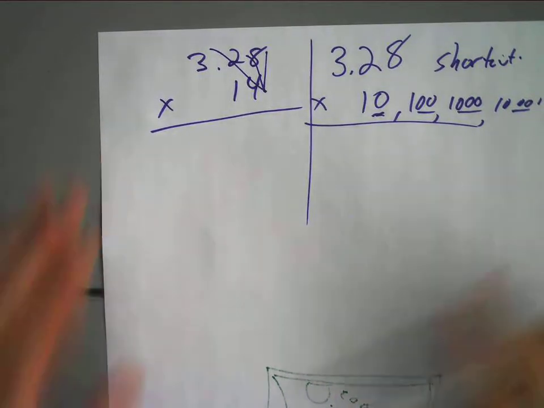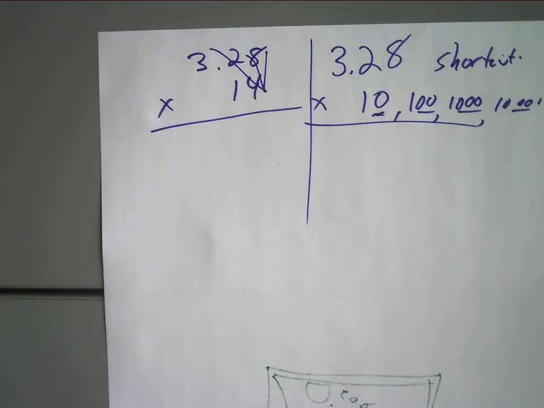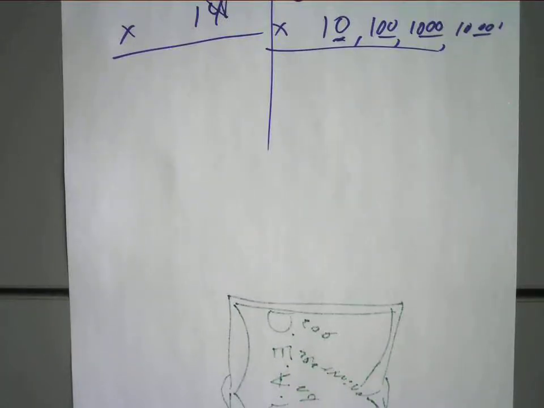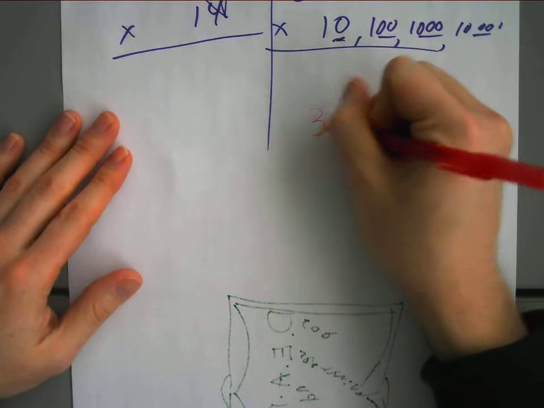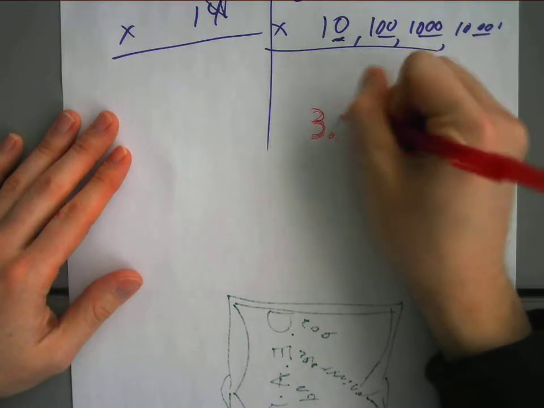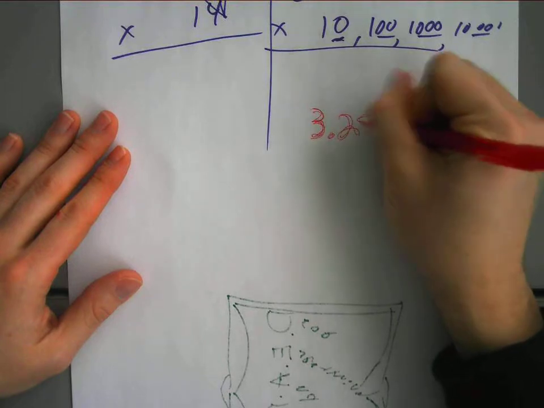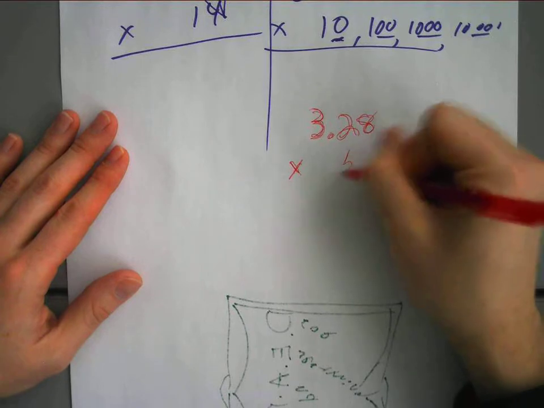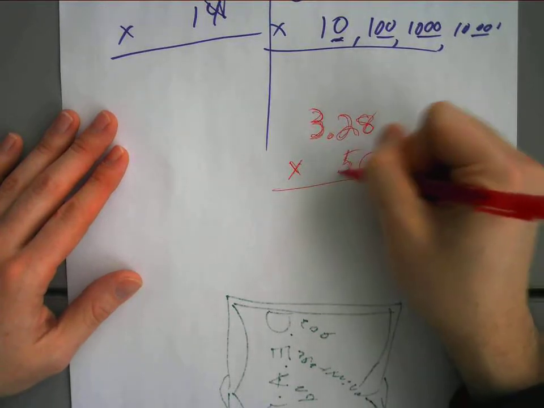All right. So is there any questions about how to multiply by tens, hundreds, and thousands, and how to divide by tens, hundreds, and thousands when it comes to decimals? Olivia. Would it still work with like 50? That's a really good question, Olivia. Let's try it. 3.28. Can you see that? Yeah, 0.28 times 50. It won't really work that well.